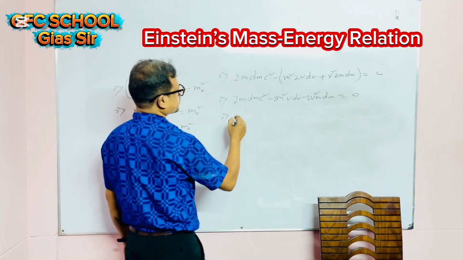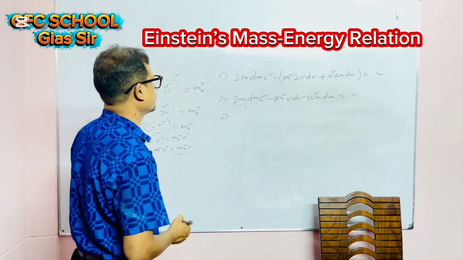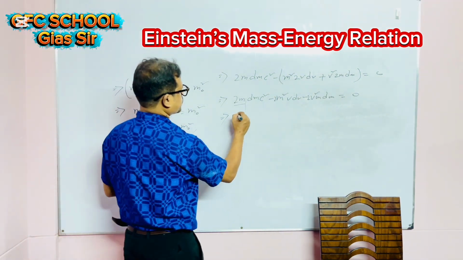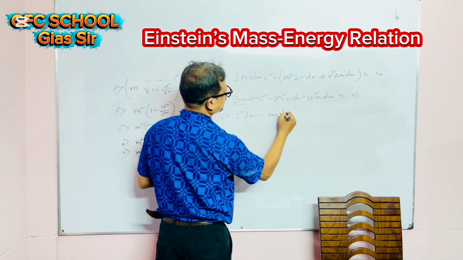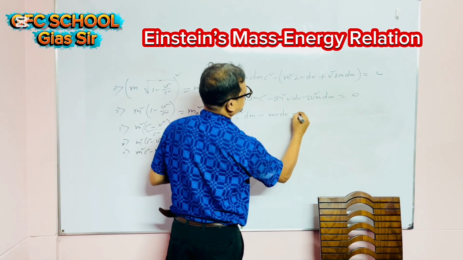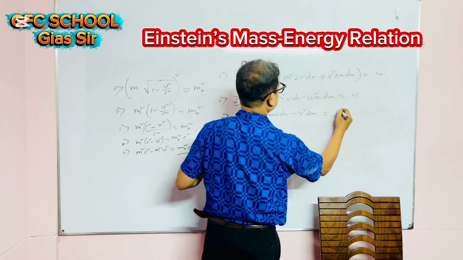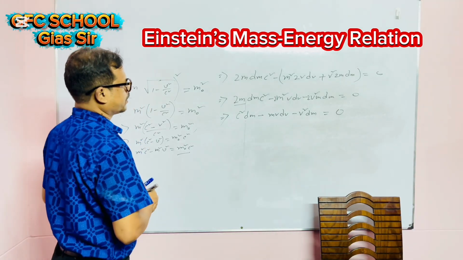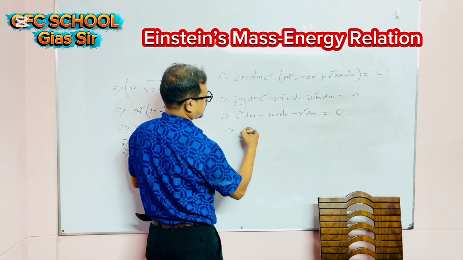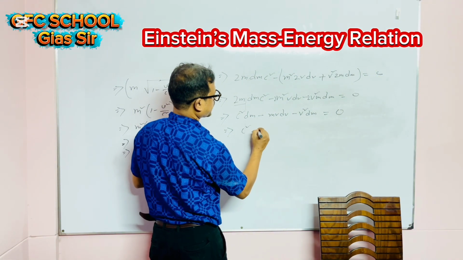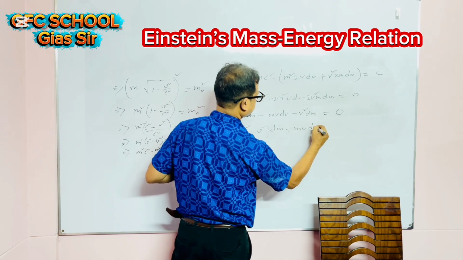Now we can divide both sides by 2m. That means what can we get? c squared dm minus mv dv minus v squared dm. This is okay. Now what can we write? m v dv equals (c squared minus v squared) dm.